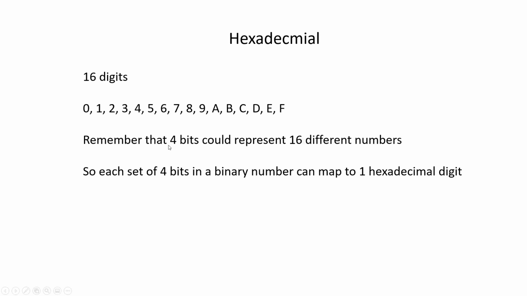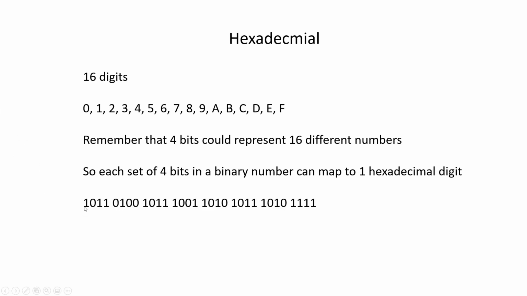So remember that if I had 4 bits, I could represent 16 different numbers. A couple slides back, I had the 2 times 2 times 2 times 2. What this tells me is that for each set of 4 bits in a binary number, I can map to one hexadecimal digit and take that 32-bit number that was a mouthful to read off and shorten it up significantly. So here it is. Here's that number. Let's go through and take a look at this.